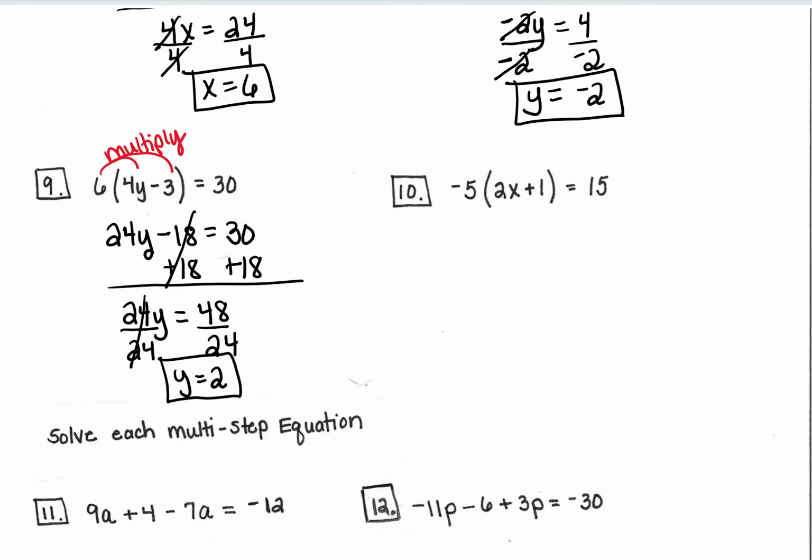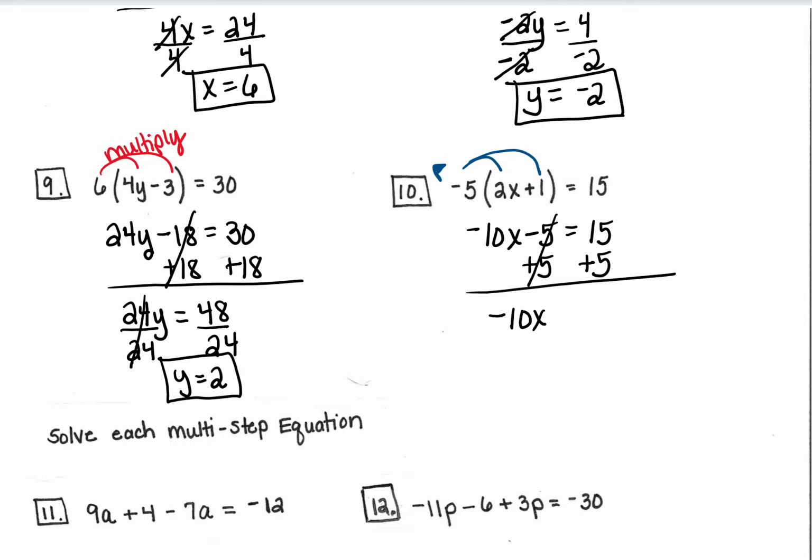Okay? Another distribute, and we're going to have a negative, so we're going to be really careful with that. So we're going to multiply negative 5 times 2 is negative 10x. Negative 5 times 1 is negative 5 is equal to 15. This is the one we'll do first. So if you have a minus 5, you undo it with a plus 5. Those cancel. Bring that down as negative 10x equals 20.